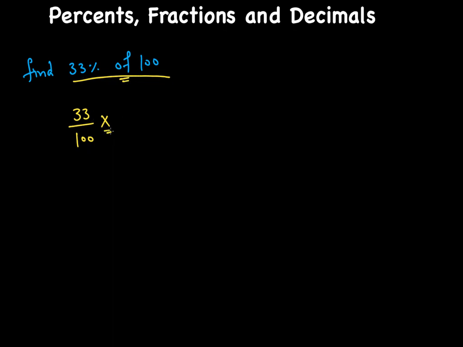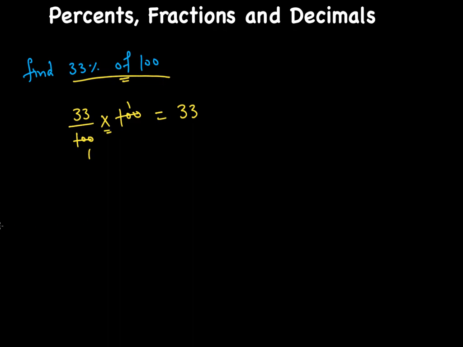So 33% of 100. 100 times 1 is 100, and 33 times 1 is 33. So 33% of 100 is 33. So let's do one more problem.